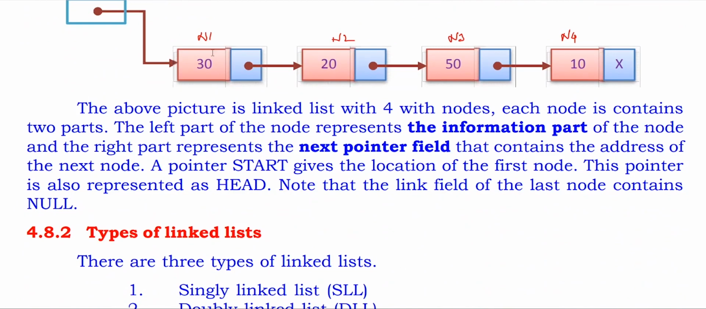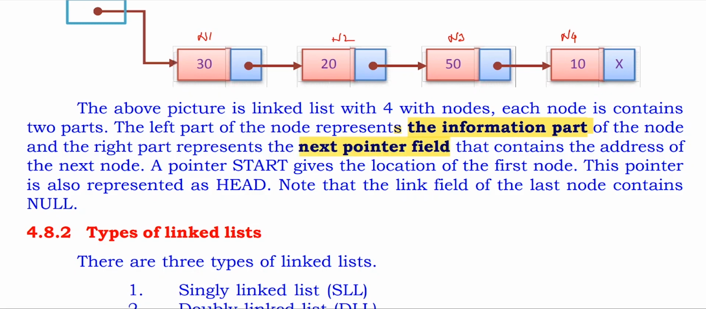A linked list with 4 nodes: N1, N2, N3, N4. So we can have 4 nodes, each node consisting of 2 parts. You can see here, one is the data. This color you can notice here, this is one, and that is called the information part. That is where we deal with the data. So the first part of the node is normally called the data field.